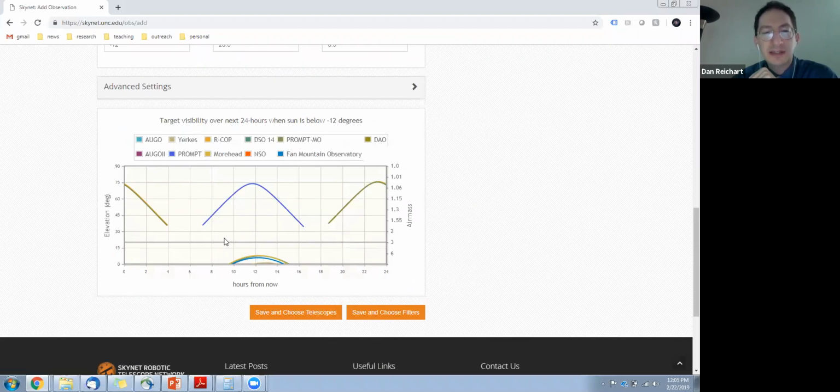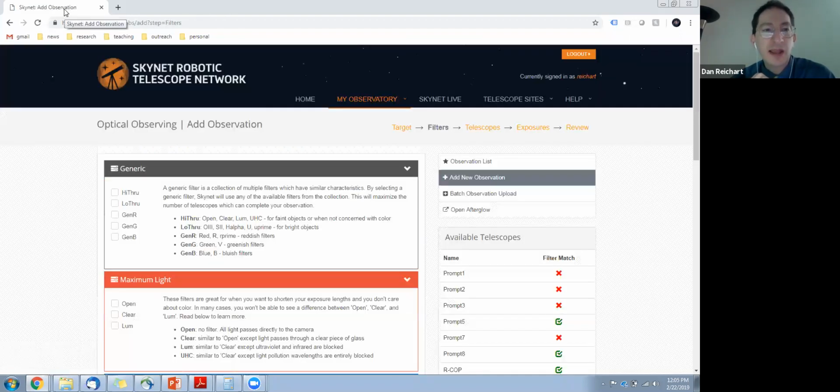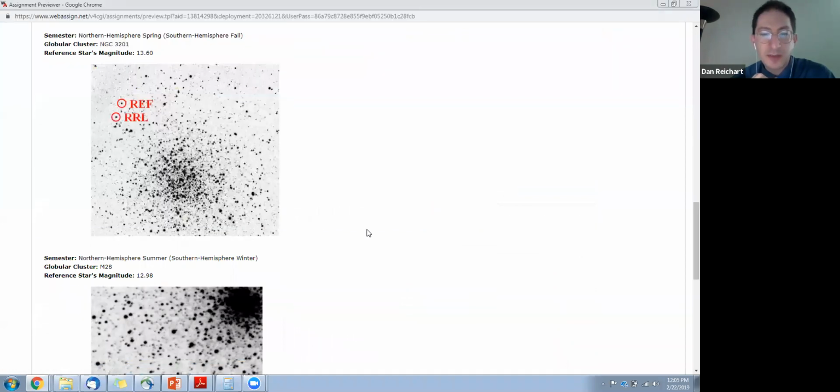And so you can see this is up in our Southern Hemisphere observatories. These are all Southern Hemisphere targets because the lab was built around our Southern Hemisphere telescopes. When we update the labs, we're probably going to change the targets to mid-latitude possibilities. But anyway, next you choose the filters. And this is described in the instructions coming down here.